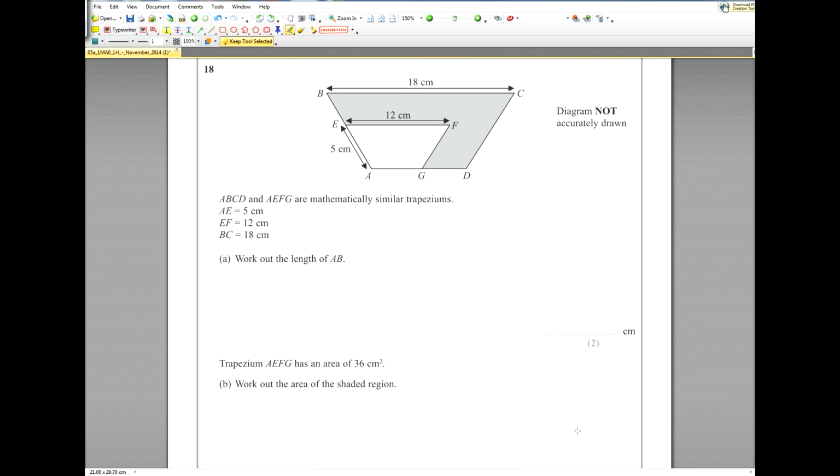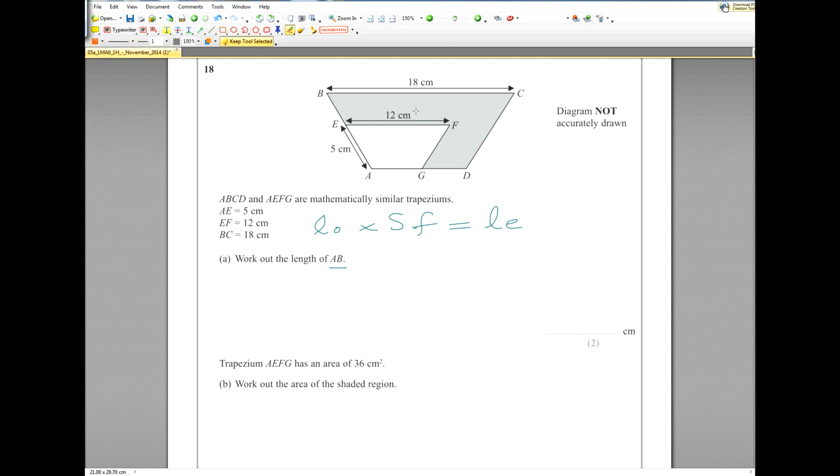Okay, question number 18. What kind of question is called similar shapes? So we have a trapezium here, the white one, and a bigger trapezium. Is that enlarged? Yeah. So work out the length of AB. What do we say? We always say the length of the original times the scale factor gives you the length of the enlarged. Beautiful. I'm glad you remembered it.